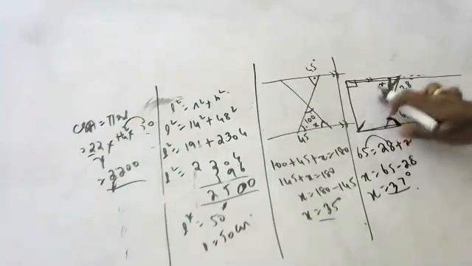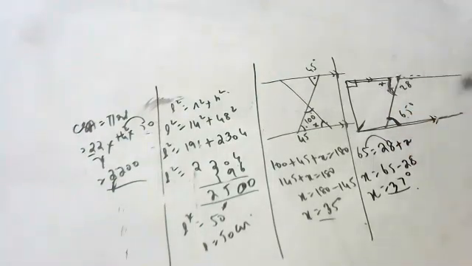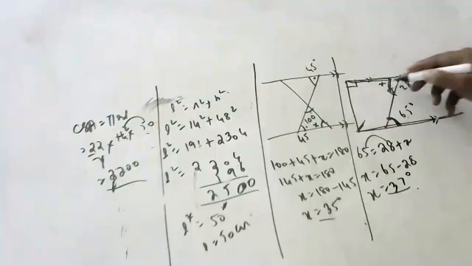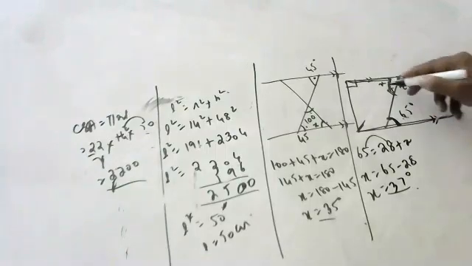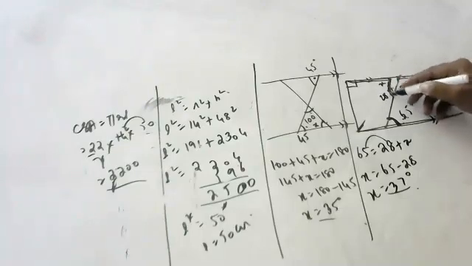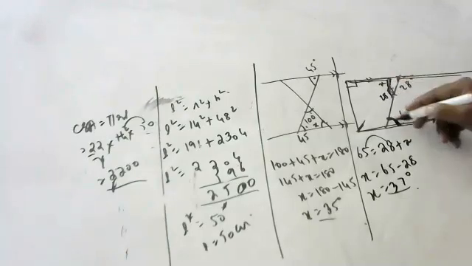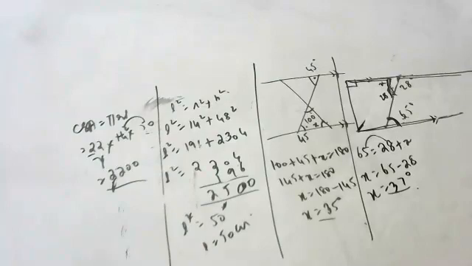So, children, this line is confusing for you. If you remove that line, see, this angle and this angle are becoming alternate angles. So this is 28, this is x. 28 plus x is equal to 65, and that is how we can picture it. Next.